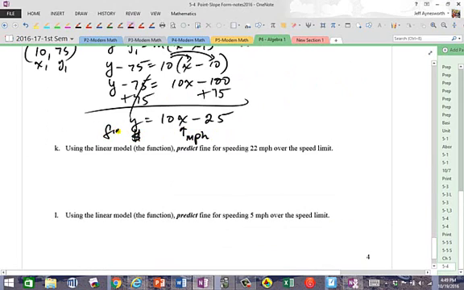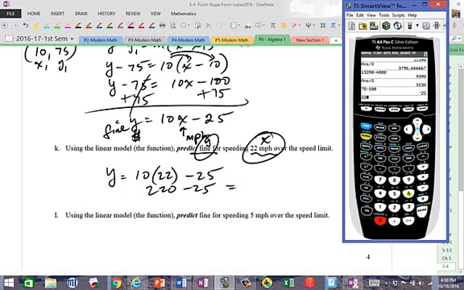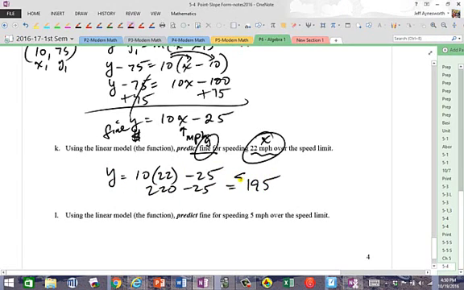Okay, so if you go 22 miles an hour over, which is an x value, what is the fine? That's a y value. So y is equal to 10 times 22 minus 25. That's 220 minus 25. And again, I know what that is, but if you don't, you just use your calculator and you get 195. $195 that is. Okay? Fine. Okay, if you exceed the speed limit by 22 miles per hour. If you exceed, that means go over the speed limit by 22 miles per hour.